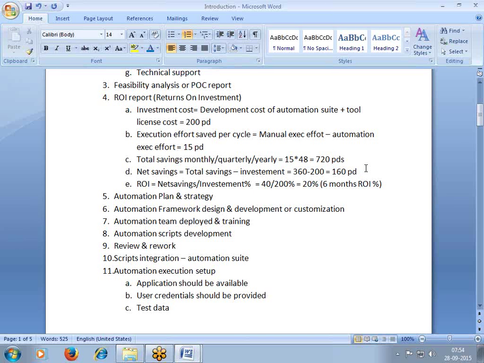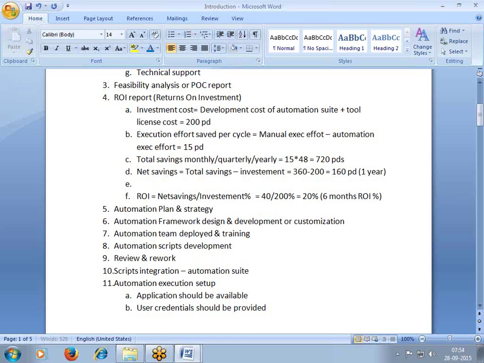Understand? At the end of the second year, what is the saving? At the end of the second year, what is the net saving? 720 minus 200. What is that? 520.